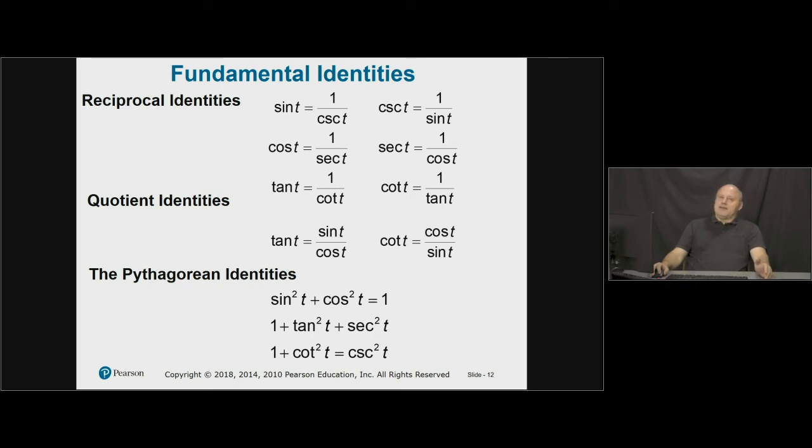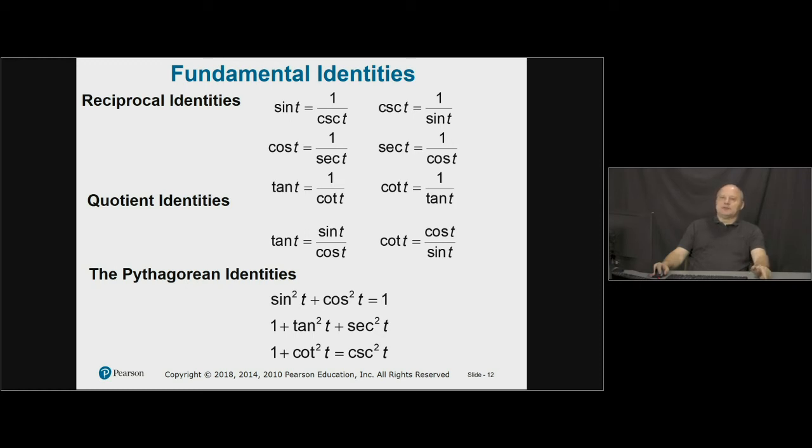Now I've made your life a little easier than my life was when I was a student. We had a lot more identities, and you will get more identities as well, but these are the only ones that I'm going to require you to memorize. These are the fundamental identities. When I was a student, we had to memorize these three groups here, the reciprocal, quotient, Pythagorean, and about 5 other groups that we had to memorize. We'll talk about those other groups later as we progress through trigonometry. But these are the ones that you have to memorize.